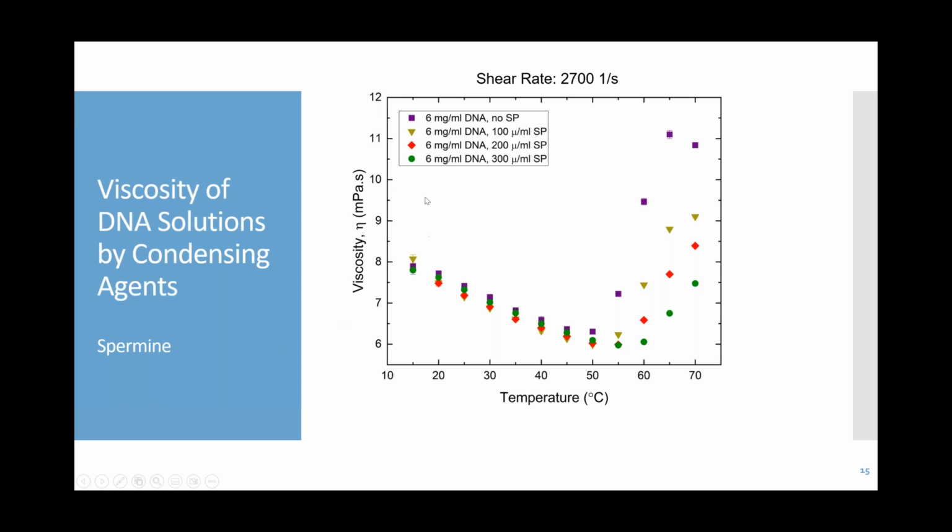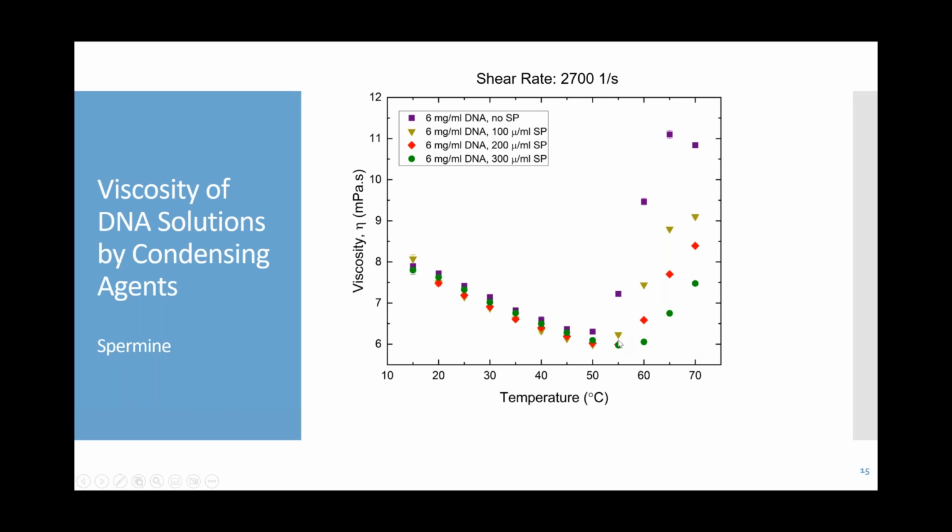This plot shows measured viscosities of aqueous 6 mg per ml DNA containing 100, 200, and 300 microgram per ml spermine over the extended temperature ranging from 15 to 70 degrees C. It is evident from this plot that the addition of spermine decreased the viscosity. As seen, it is more pronounced above 50 degrees C. At this point, viscosity rises steeply to a maximum, followed by a gradual decrease.